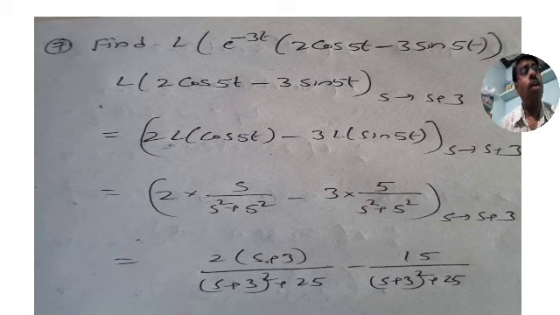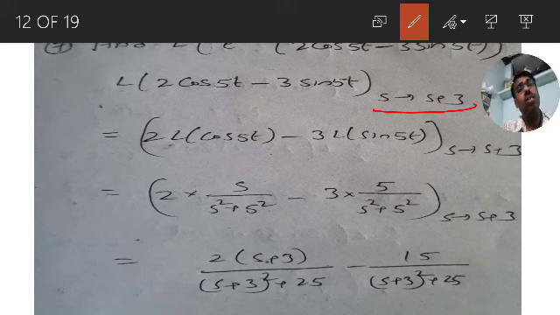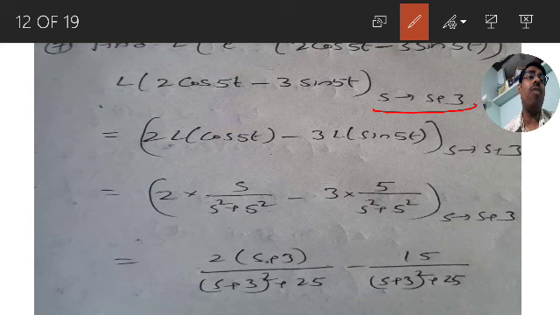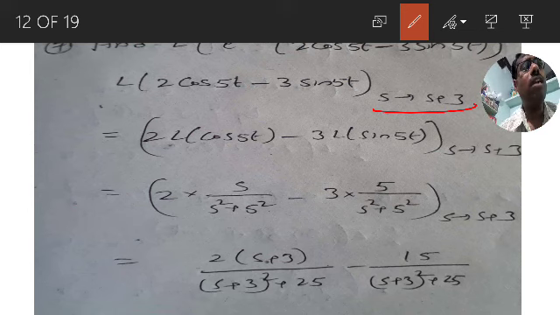No need to divide, no need to separate, directly you can apply. So it is multiplied by e power minus 3t. So s is replaced by s plus 3. That is our first shifting theorem. What it says: if e power at into f of t, then replace s by s minus a. Now it is multiplied by e power minus 3t. Therefore replace s by s plus 3.